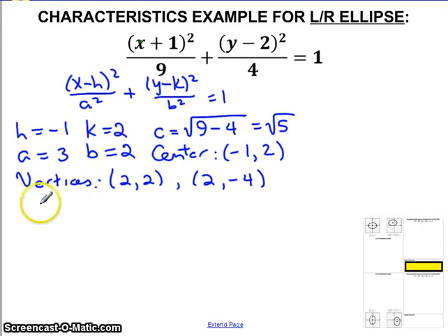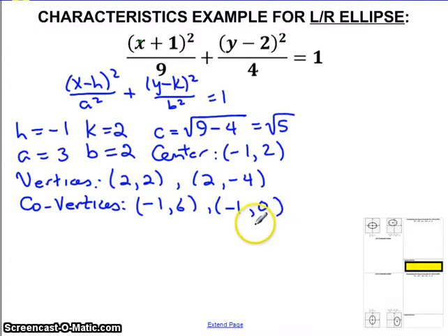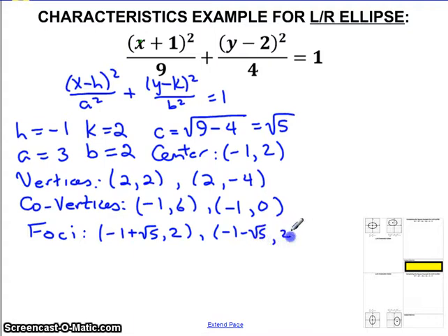Okay, so we've got vertices, we've got co-vertices. Those are going to be at locations negative 1 and 6, and also at negative 1 and 0. And then the last is our foci, focus points: negative 1 plus square root of 5, comma 2, and negative 1 minus square root of 5, comma 2.